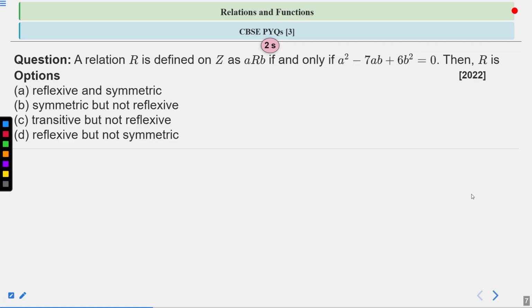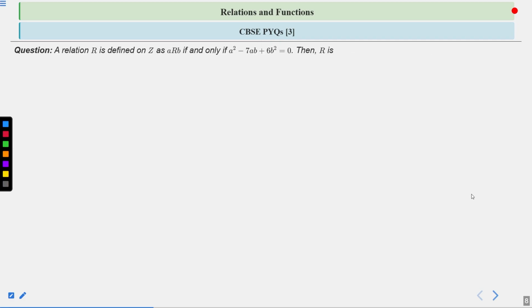Okay, Tushar, you are saying option A. Let's see. Okay, let's move to the solution part. The question was a relation R is defined on Z as A related to B if and only if a square minus 7ab plus 6b square equal to 0, then R is. The correct option is option D, which is reflexive but not symmetric, right? The relation R will be reflexive but not symmetric. Let us discuss.